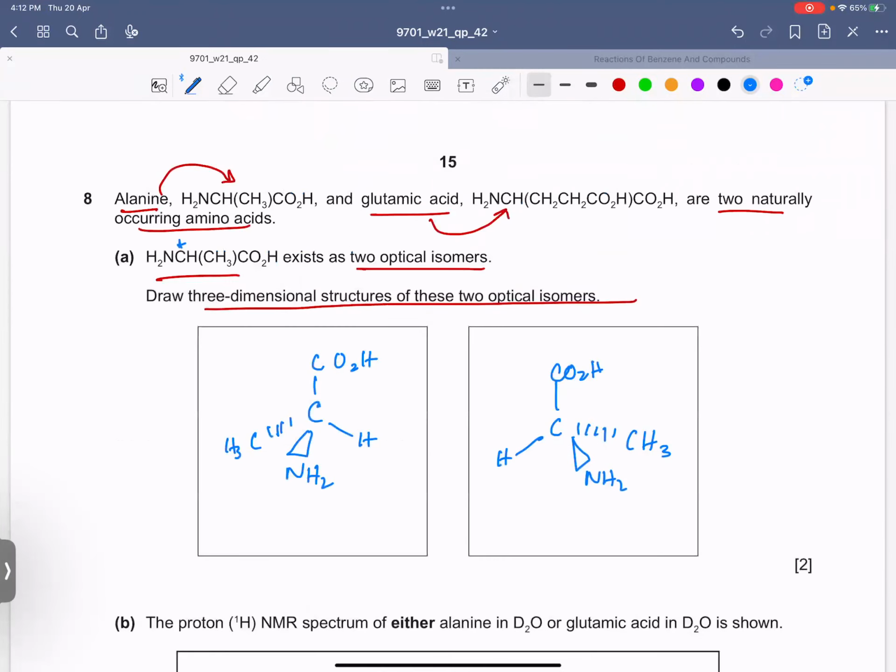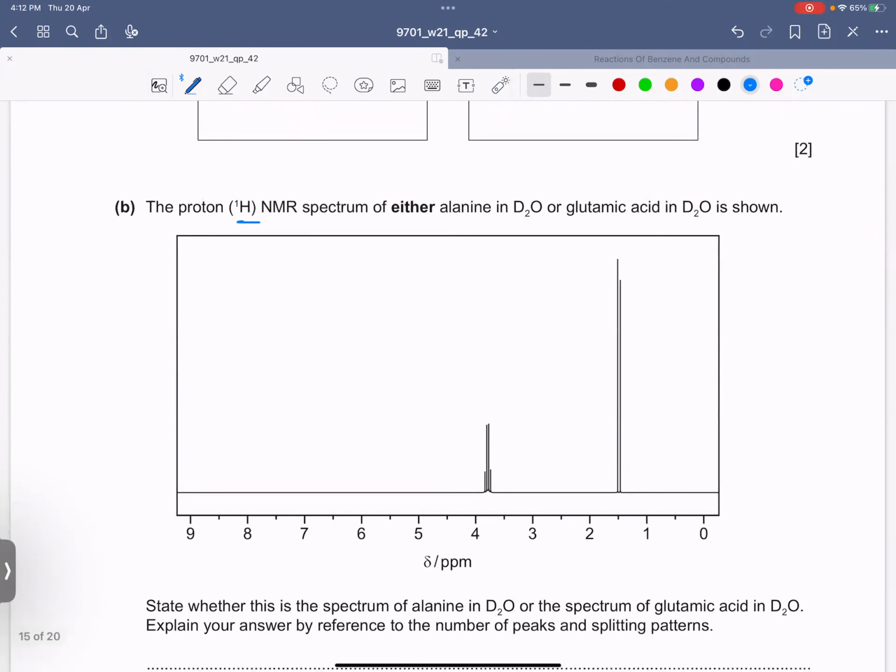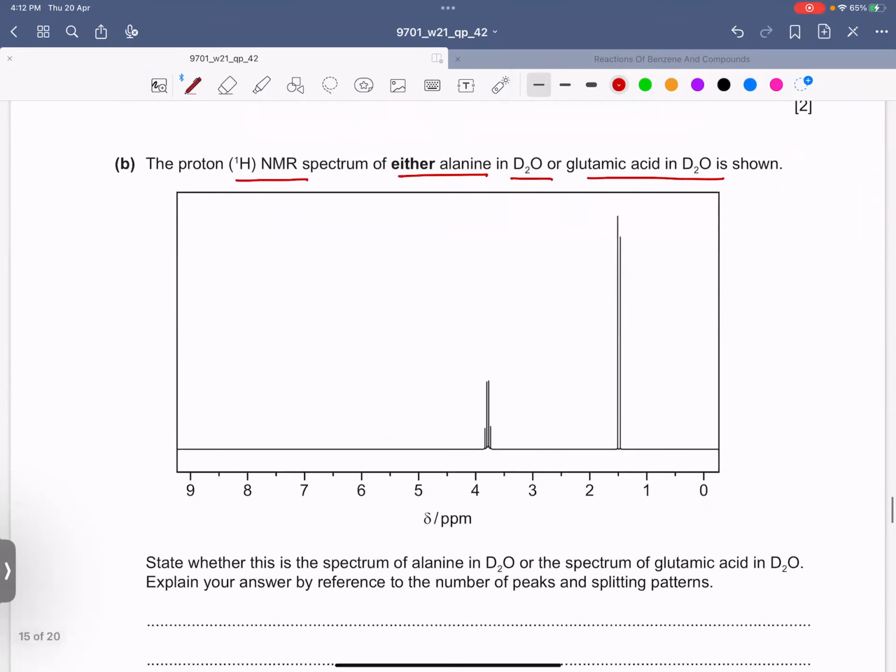Okay, so we are provided with the proton NMR spectrum of either alanine in D2O or glutamic acid in D2O. State whether this spectrum is of alanine in D2O or of glutamic acid in D2O. Explain your answer by reference to the number of peaks and splitting pattern. Okay, so first make alanine and glutamic acid over here. So here we have alanine and here I'm going to make glutamic acid.